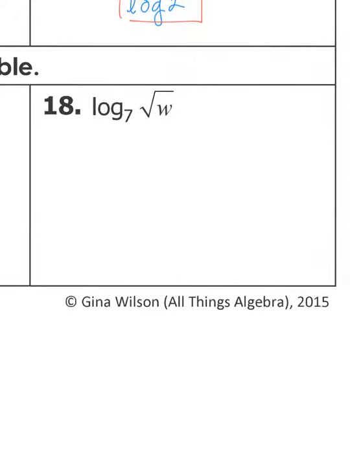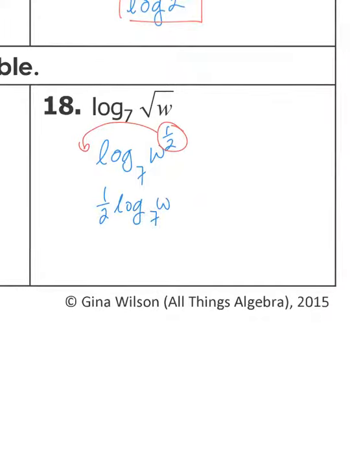Now 18, you have to get rid of the radical by making a fractional exponent. Because w is to the 1st underneath here, and the index is 2, this can be written as the log base 7 of w to the 1/2. Again, w is to the 1st underneath here, so that's where the 1 comes from. And the index here is 2, so that's where the 2 comes from. Then you can loop the 1/2 in front. So you get 1/2 log base 7 of w.